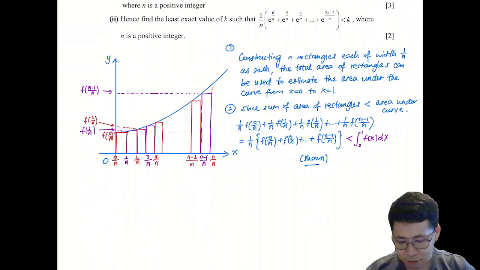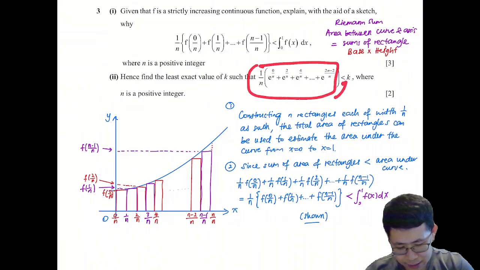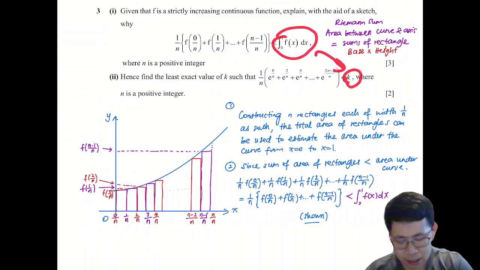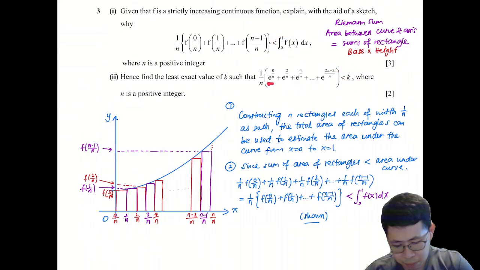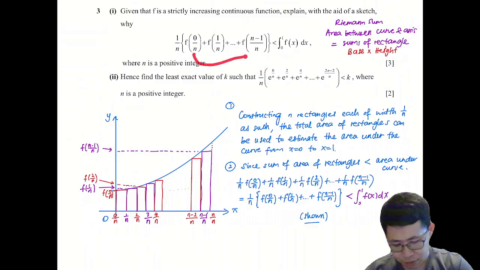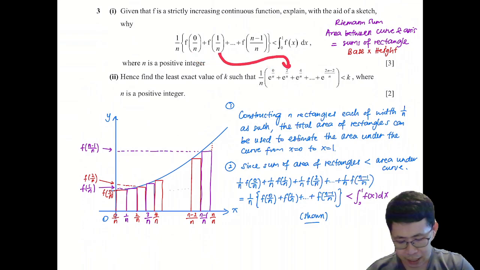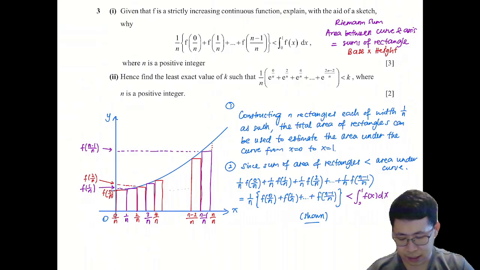So hence, find the least exact value of k such that this thing would be less than k. So roughly speaking, this one over here, we need to do some integration. We try to match this to the f(x). So f of 0 over n is e to the 0 over n. f of 1 over n is e to the 2 over n. Oh, this is interesting. f of 2 over n would be e to the 4 over n, right?